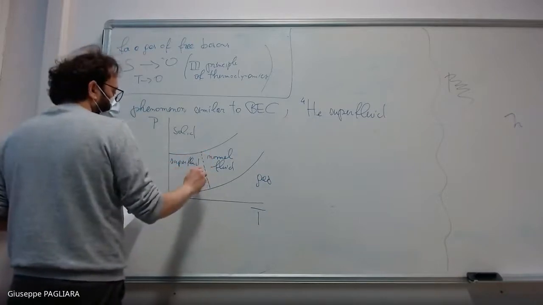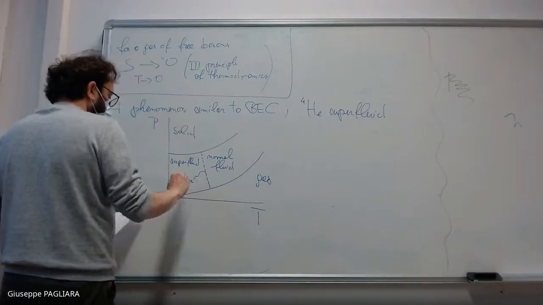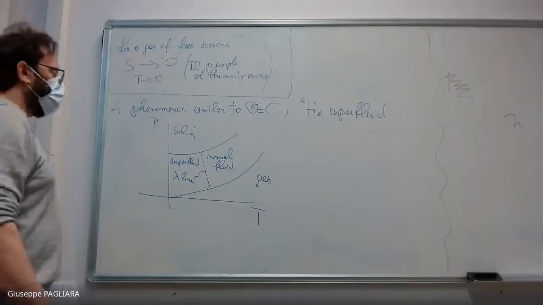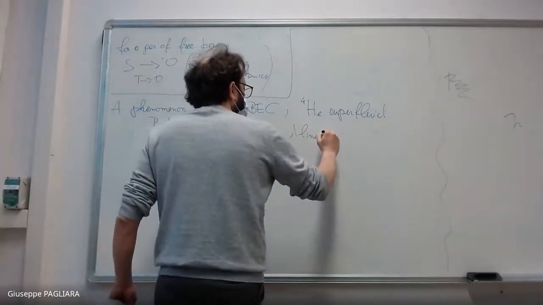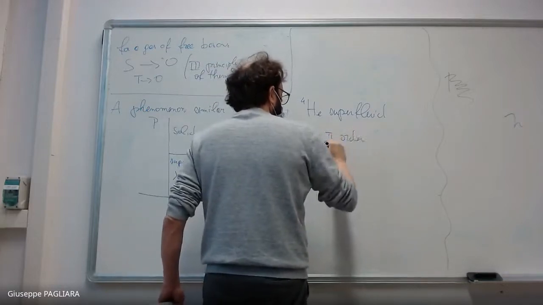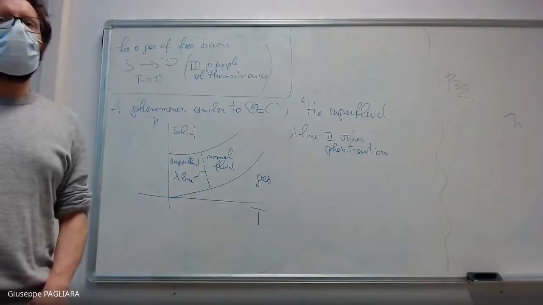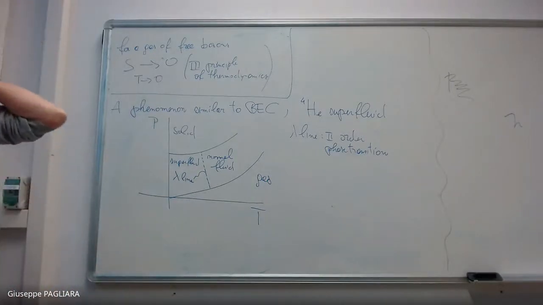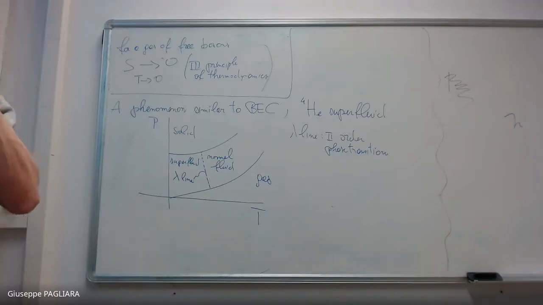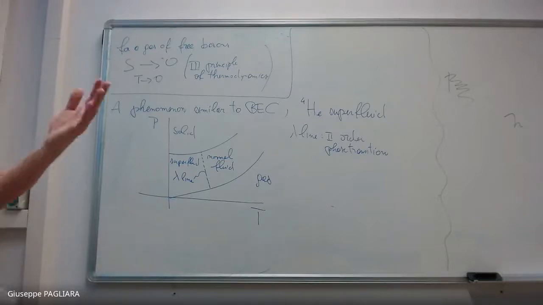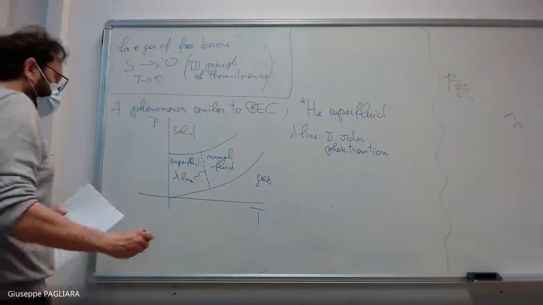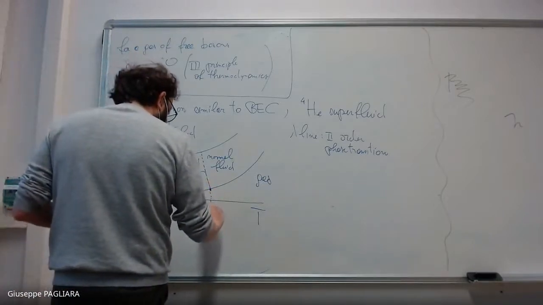And this line is called the lambda line, and it is a second order phase transition line. Well, I remind you that first order, second order refers to the discontinuity of the chemical potential derivative with respect to pressure and temperature, or if you want the pressure derivative with respect to chemical potential and temperature. When I have a discontinuity of the first derivative, it is a first order phase transition. If I have discontinuity of the second derivative, it's a second order, and so on and so forth. And here we have this point, a 2-point curve.